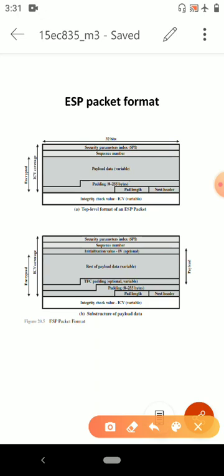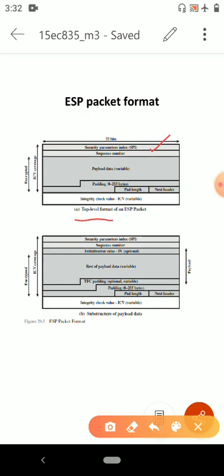Figure A shows the top level format of an ESP packet. This is figure A. It contains the following fields. First one, security parameters index. It is a 32-bit field and it identifies a security association.